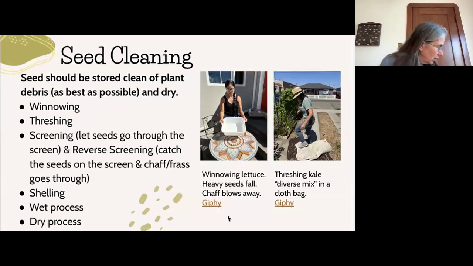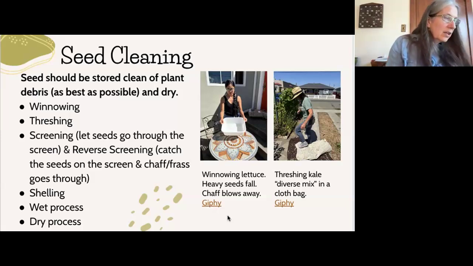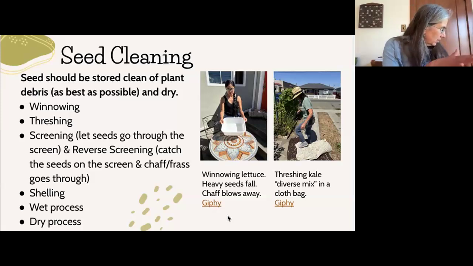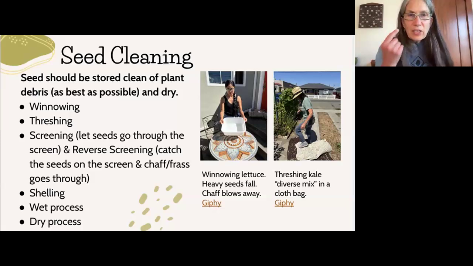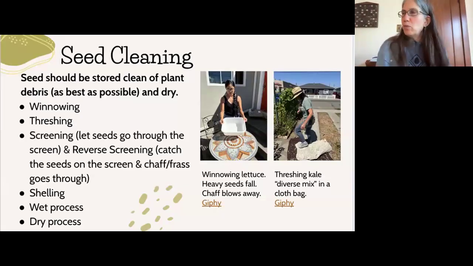And then there's the shelling, which we saw, just taking stuff out of the peas, the sweet peas out of the pod. So you've just got your shelling. We saw the wet process, which was the tomatoes and the cucumbers, and then the dry processing, like the lettuce. And then you can see here's a friend of mine, Lisa, where we had a big container of kale, and I just had a big cloth bag, and she was threshing it by stepping on it and beating it down and breaking it up. And then we could put it through the screens to remove the parts that we didn't want.